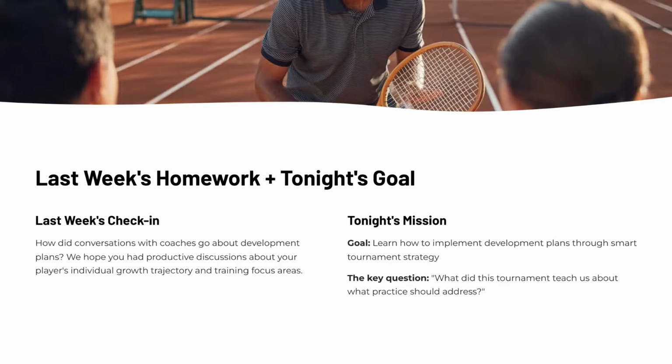And you can engage with me in these conversations, which is what we'll be doing, talking about what the week before was like and things like that. The mission of tonight is to learn how to implement those development plans with tournaments. The key question is, what did this tournament teach us about what practice should address? That'll be the focus of the evening.